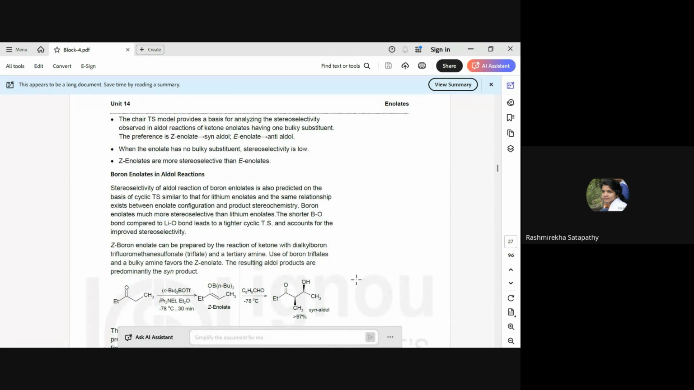Boron enolate and aldol reactions. The stereoselectivity of the aldol reaction of the boron enolate is also predicted on the basis of the cyclic transition state, similar to that of the lithium enolate. Boron enolate can be prepared by the reaction of ketones with dialkylboron trifluoromethanesulfonate and a tertiary amine. Use of boron triflates and a bulky amine favors the Z enolate.